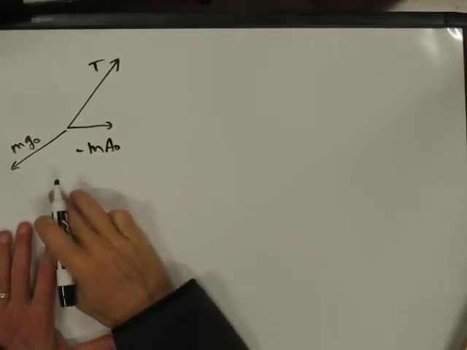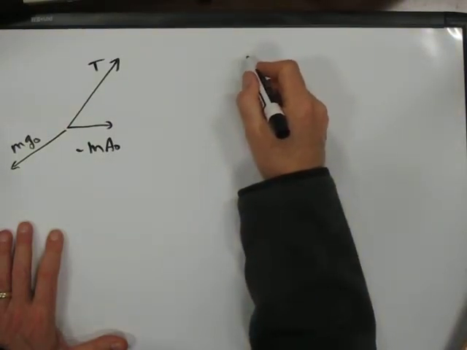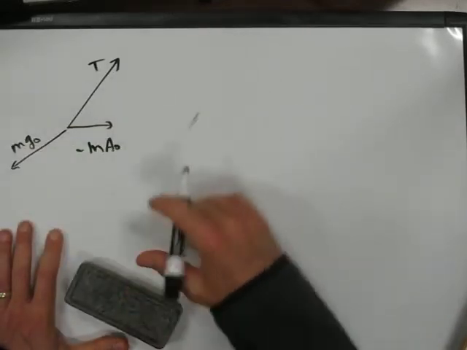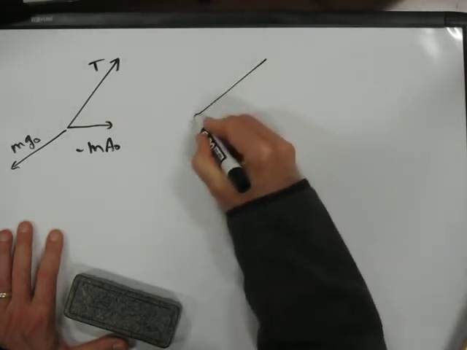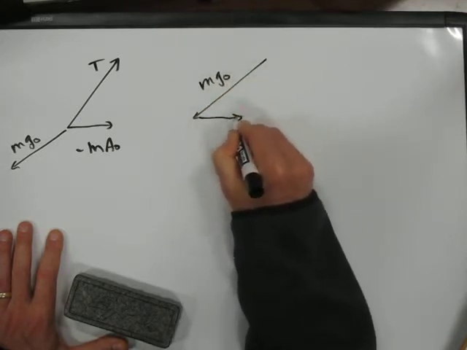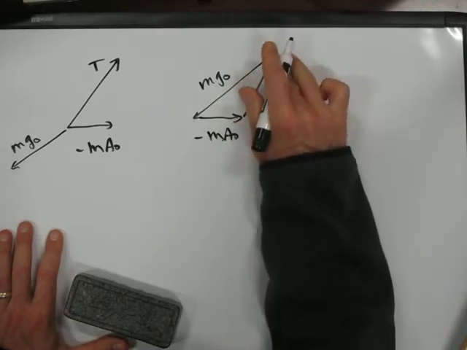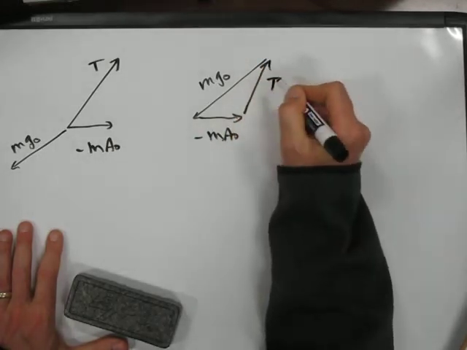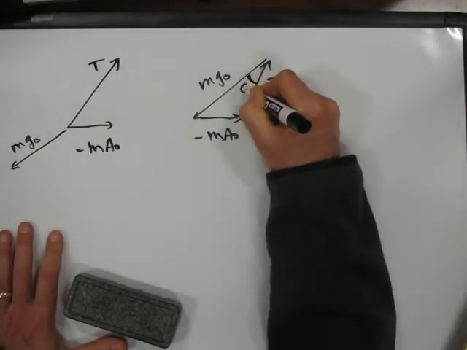So this is a redraw of those forces from a second ago, and I'm just going to redraw them as a triangle. I know I'm not doing a very good job of this. Let me try that again. The scale in my drawing isn't very good. So this is going to be my mg0. This is going to be my minus ma0, and this is going to be my tension. This is the angle I'm interested in, and I call that epsilon.